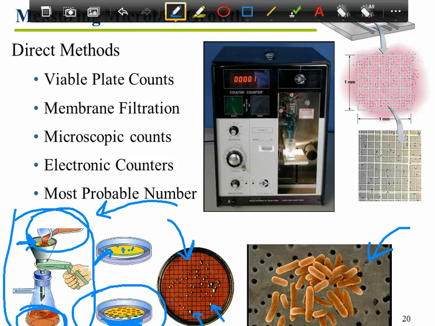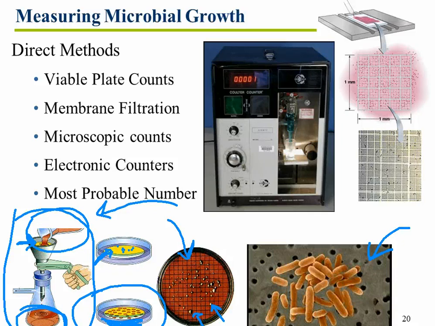Microscopic counts. You see that over here on the far right. Okay. So you've got a microscope slide over here. You've got a special slide. It's got a grid on it. You can see the grid is etched into the microscope slide. You put your sample on here. Here's what it actually looks like under a microscope. You have a counter in your hand. You actually count the number of cells that you see.